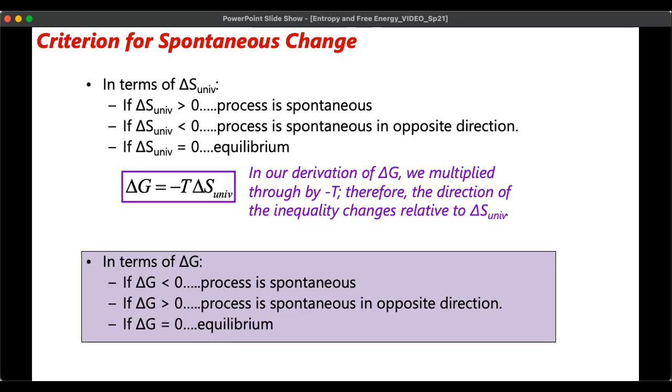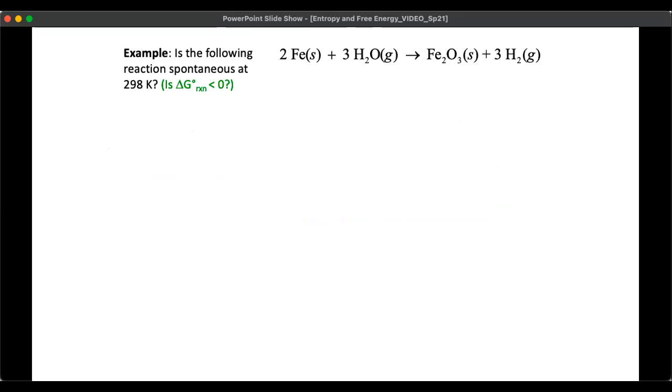So let's go through a few examples of how we can use delta G and find it. The first thing we want to know is we have iron reacting with water vapor to give us rust and hydrogen gas. And we want to know, is this reaction spontaneous at room temperature, at 298 Kelvin? Basically, is delta G of this reaction less than zero? We're looking for a negative delta G.